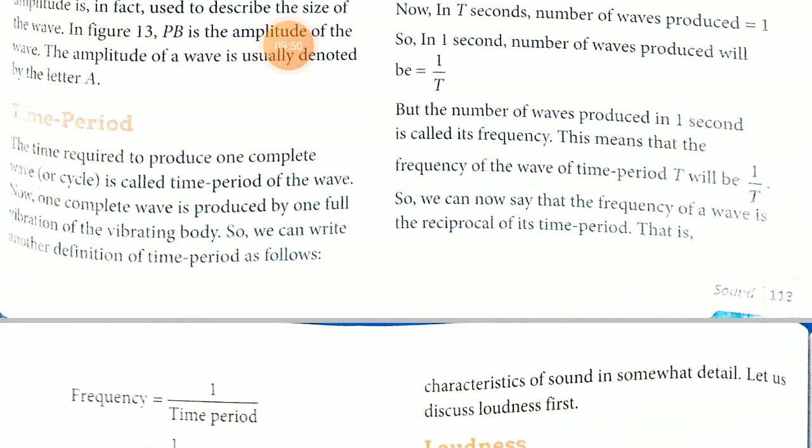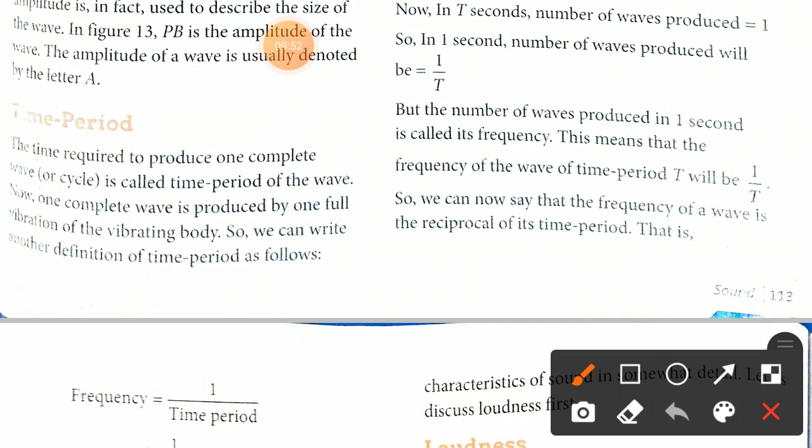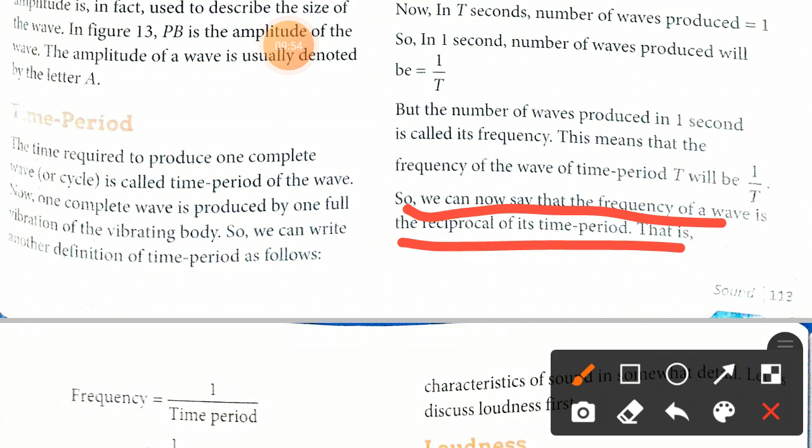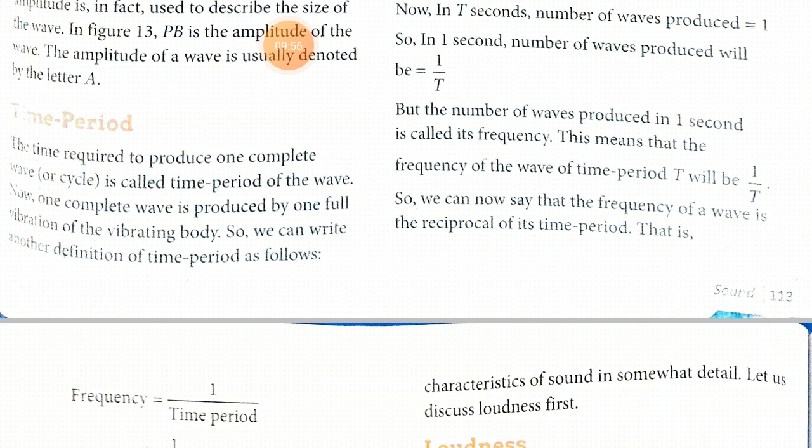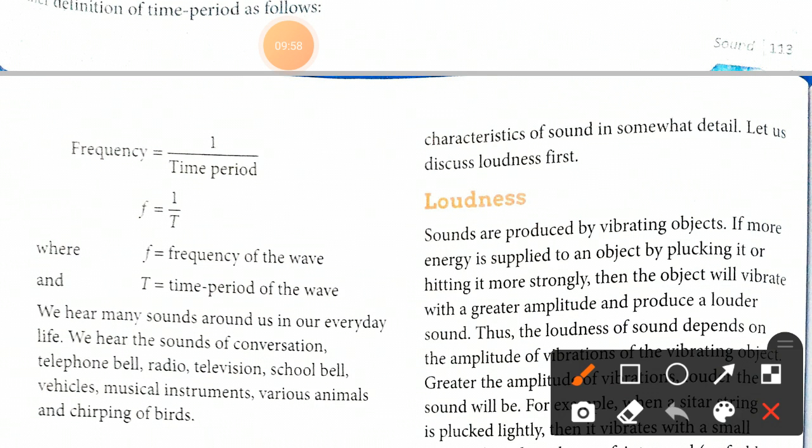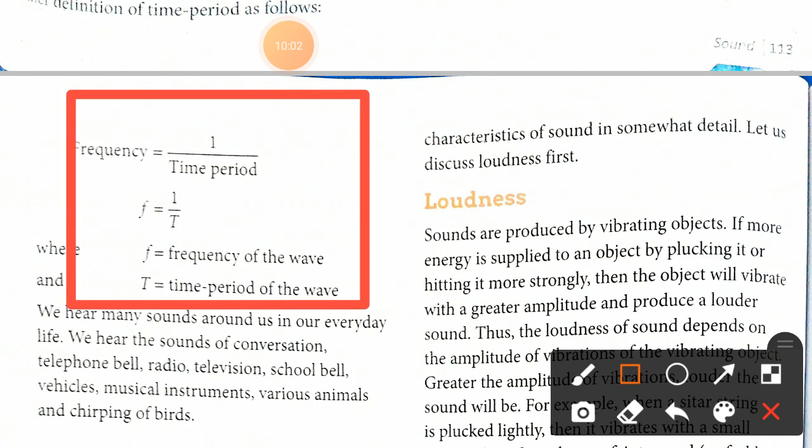So we can now say that the frequency of a wave is the reciprocal of its time period. That is, you can write this formula here: frequency is equal to 1 upon time period, or f is equal to 1 by T. So f is the frequency and T is your time period. I hope it is clear.